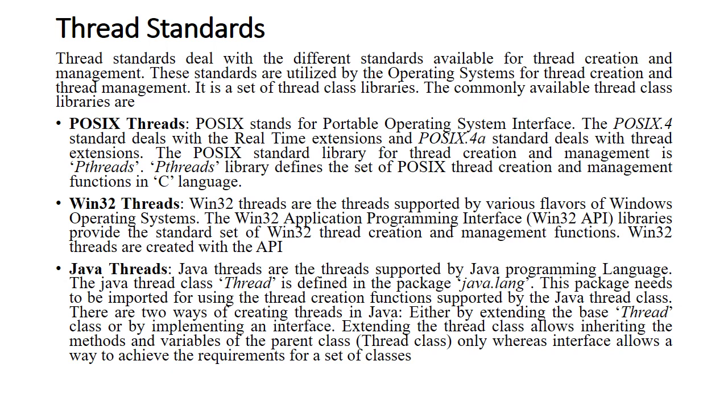Java threads. Java threads are the threads supported by the Java programming language. The Java thread class is defined in the package java.lang. This package needs to be imported for using the thread creation function supported by the Java thread class. There are two ways of creating threads in Java, either by extending the basic thread class or by implementing an interface. Extending the thread class allows inheriting the methods and variables of the parent class, that is the thread class, only, whereas an interface allows a way to achieve the requirements for a set of classes.